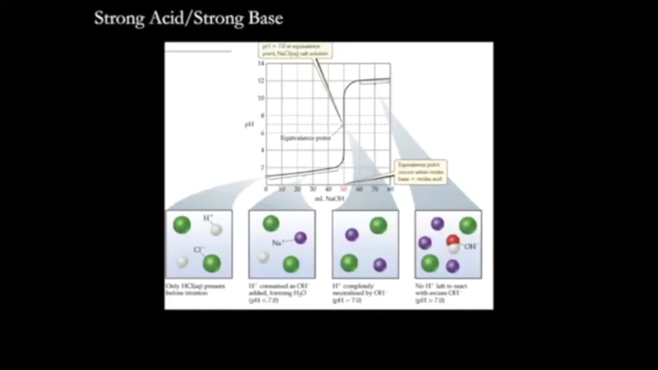You should understand that because the salt present after adding HCl and NaOH is just water, which is neutral, and NaCl. That salt is neutral because it came from a strong acid and a strong base.